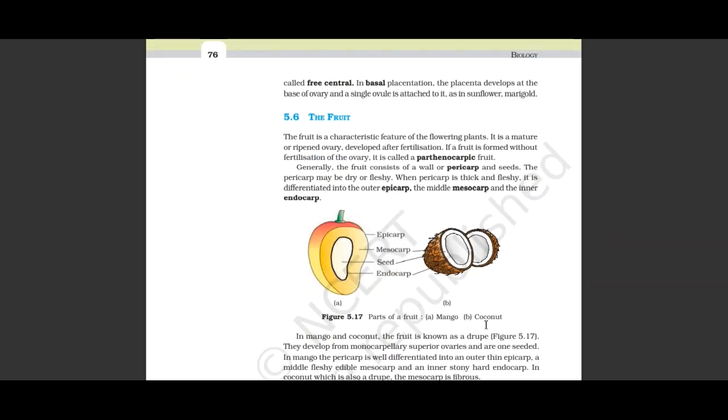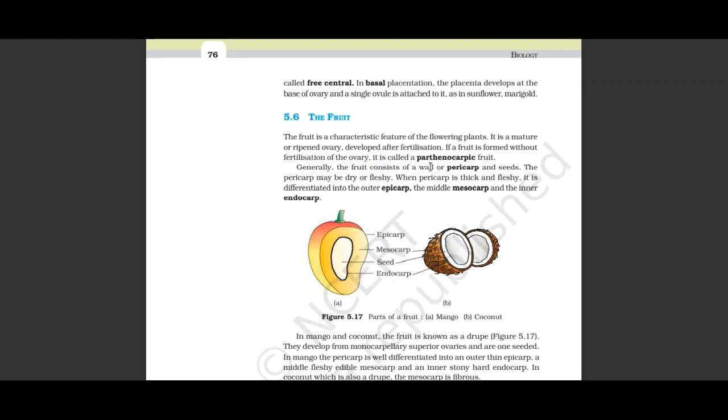Let us discuss the fruit. The fruit is a characteristic feature of a flowering plant. It is a mature or ripened ovary developed after fertilization. If a fruit is formed without fertilization of the ovary, it is called a parthenocarpic fruit.